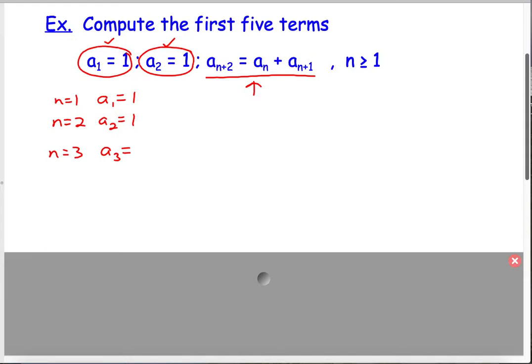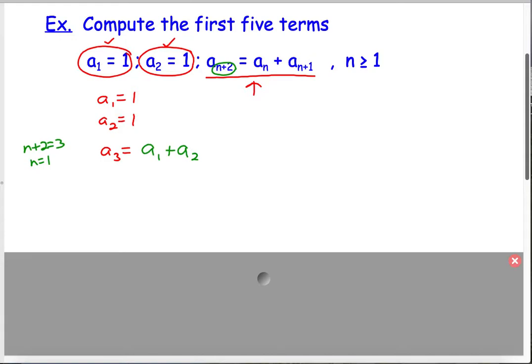So, and here's where sometimes students get confused. What I'm going to do is get rid of these and look at this definition, a sub n plus 2. If I'm doing a sub 3, then that's really saying that n plus 2 is equal to 3. So I'm going to plug in 1 for all the n's. That means a sub 3 is going to equal a sub 1 plus a sub 2.